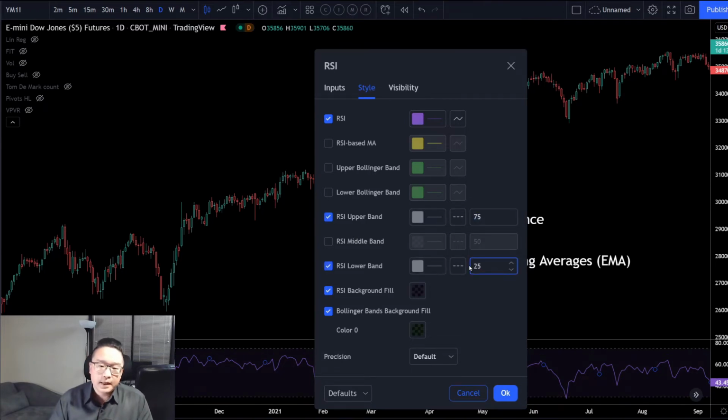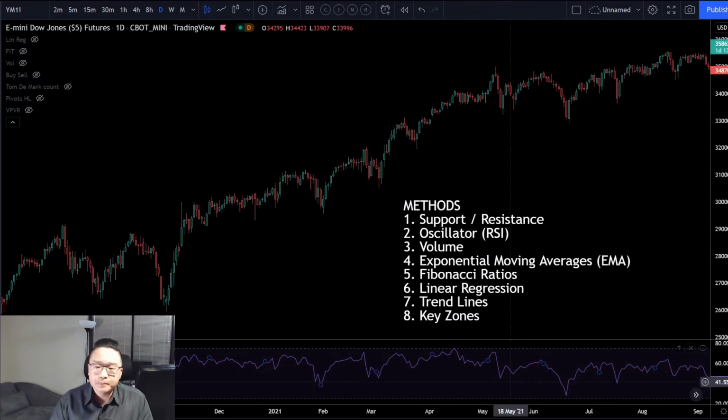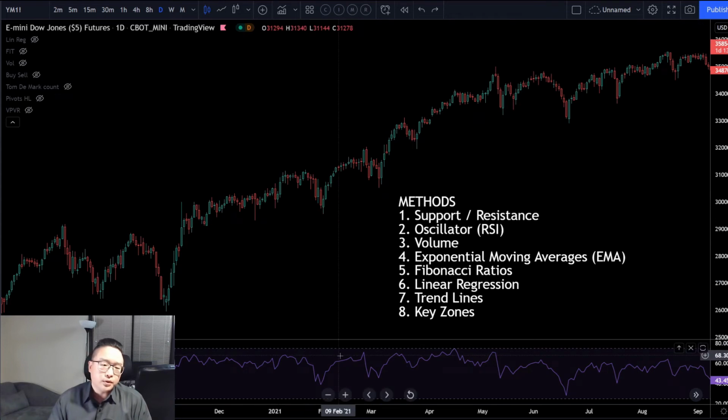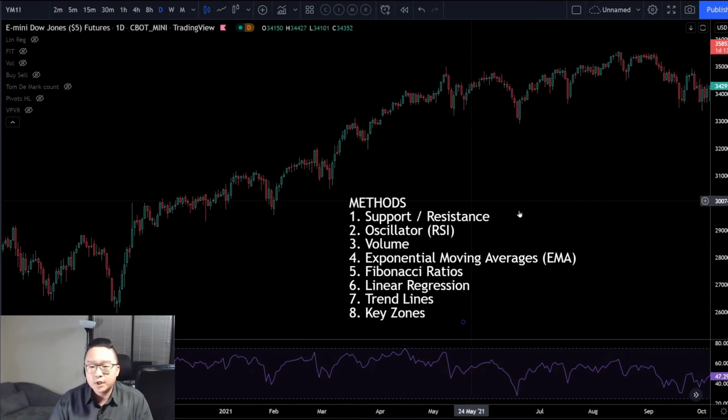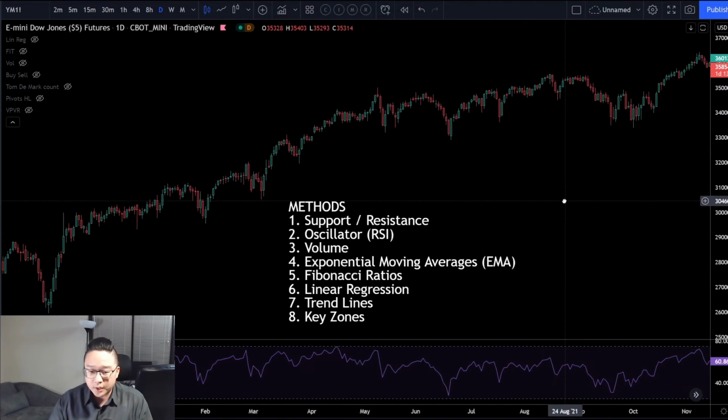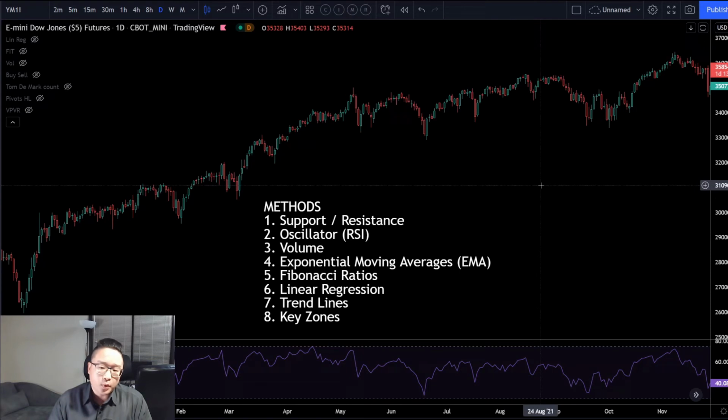Personally, I like to set mine at 75 and 25 to show overbought, oversold territories. The default is 70 and 30. I find it triggers a little bit too often just for my personal liking. What the oscillator is going to do for you is it is going to show whether the chart is in overbought or oversold territory, whether there's going to be bull divergence, bear divergences on the chart. That's going to ideally prove to be a profitable trade using those divergences.